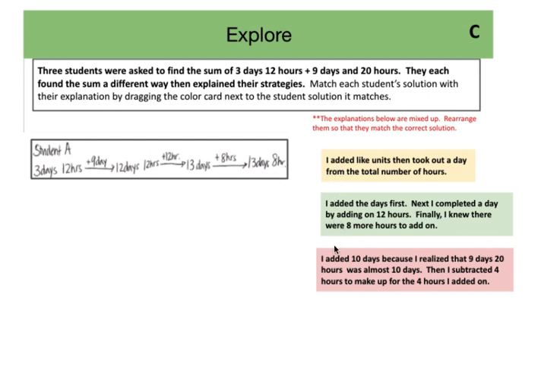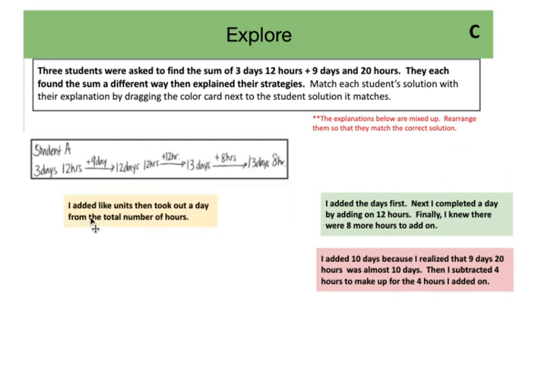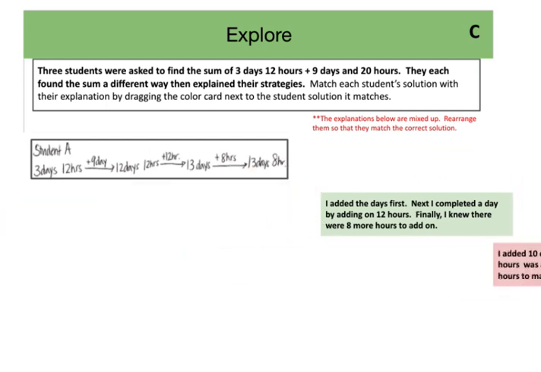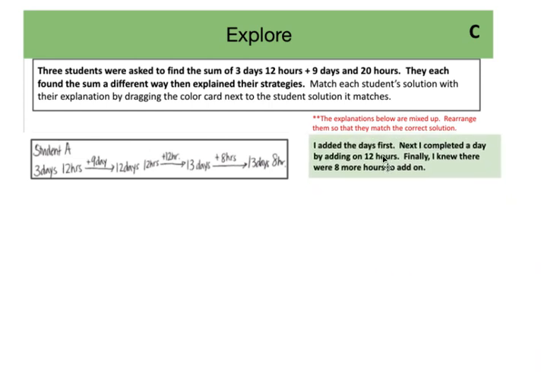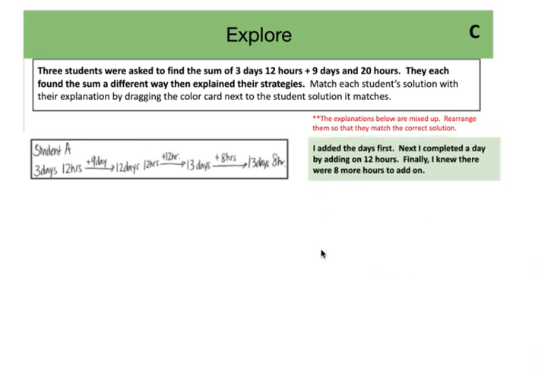So as we take a look at the 3 sample responses, we're going to try to find one that explains the thinking of this solution here. I added like units, then took out a day from the total number of hours. No, we didn't see that. I added the days first. We did see that, 9 days being added. Next, I completed a day by adding 12 hours. We see that step here. And finally, I knew there were 8 more hours to add on. So it seems like this is the solution, and this is its matching description here.